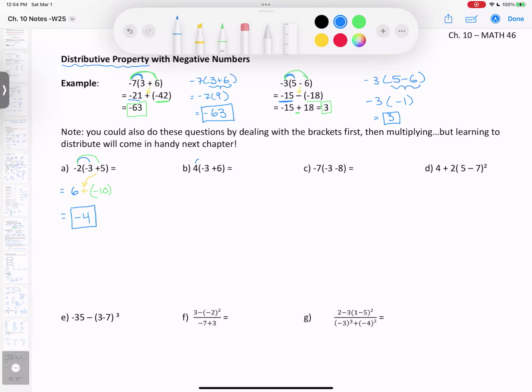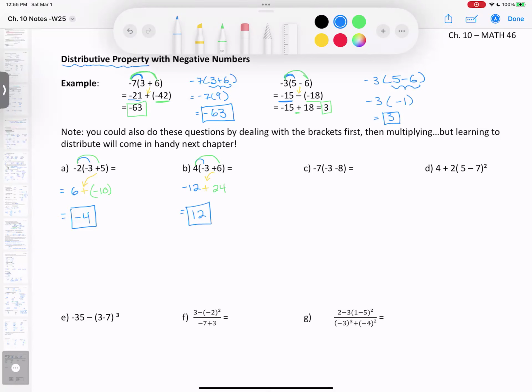Let's try them together. So we've got 4 times -3 gives us -12. Then we're going to drop down our sign, which is positive here. And then we've got 4 times 6, which gives us 24. And so we've got -12 plus 24, which gives us +12.